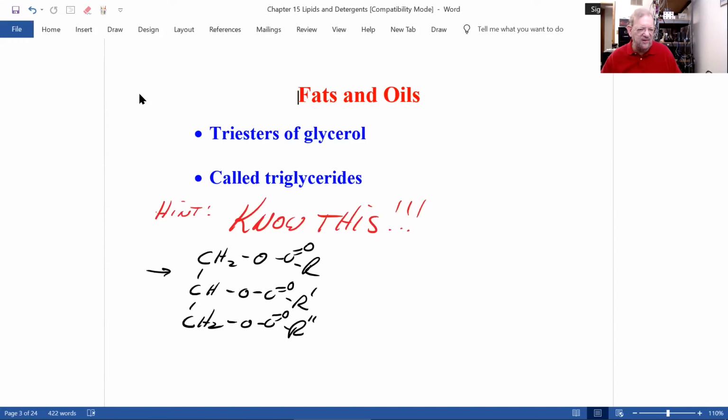And this is a triglyceride, otherwise known as a fat or oil. All fats or oils have this structure. The only difference is what's our prime and our double prime.